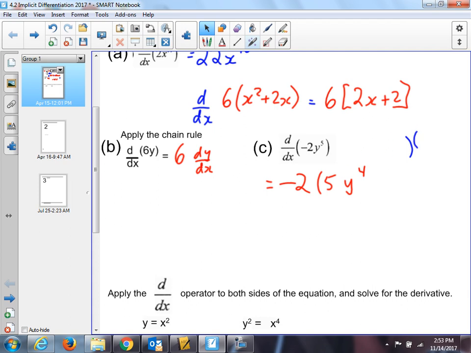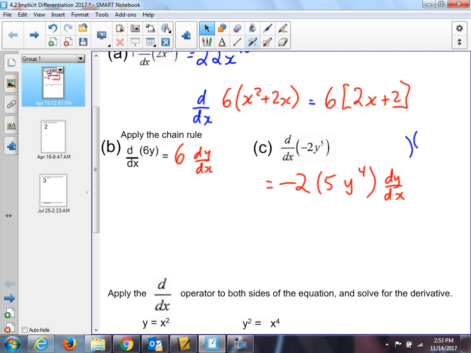Then you would do the derivative of the inside. I don't know what y is, but if you did, you just multiply it by the derivative. Now I'm going to put the brackets here just because I don't need them. The derivative of the inside. That's what I mean by apply the chain rule. Now if you had the actual expression, you would have just worked it out, right?